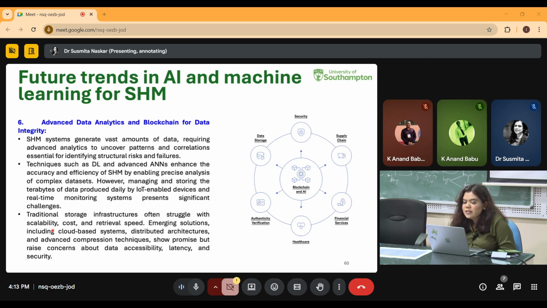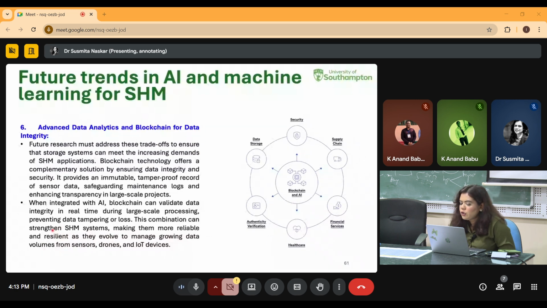So that's the way advanced data analytics, or AI data analytics, are combined with blockchain for integrity. But why do we need that? When you think about how structural health monitoring applications have been growing over the past few years, the volume of data being generated, as I said, from IoT or drones, is the reason we are using blockchain. So how is blockchain helping? Blockchain offers an immutable, tamper-proof ledger of the sensor data that will help to maintain the logs and system activity.